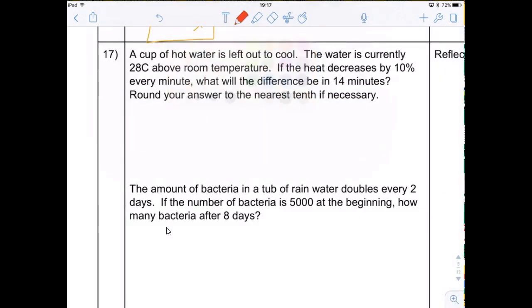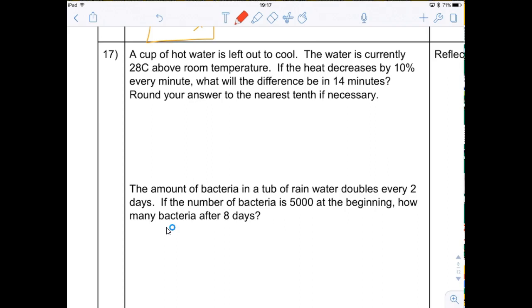A cup of hot water is left out to cool. The water is currently 28 Celsius above room temperature. Room temperature is about like 20-something degrees, right? Doesn't matter, though, because they're just saying 28 Celsius above room temperature. If the heat decreases by 10% every minute, what will be the difference in 14 minutes?